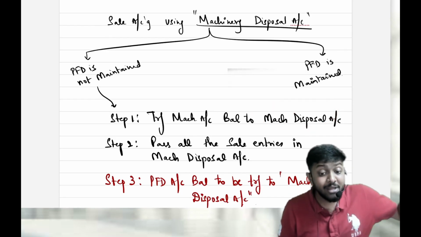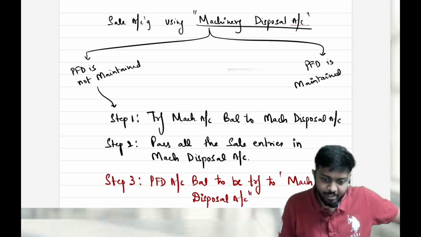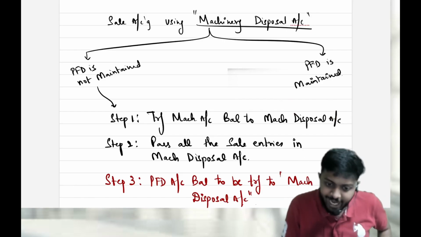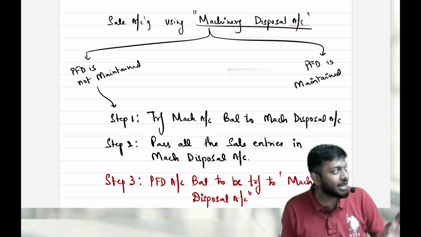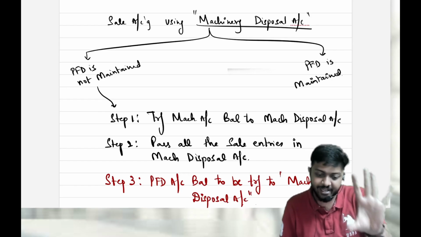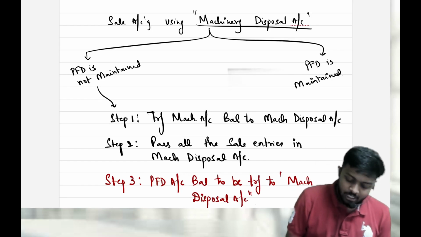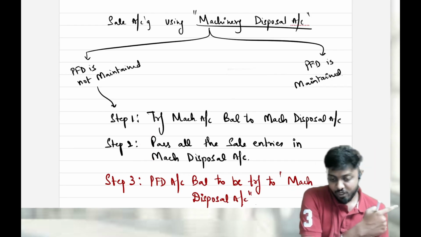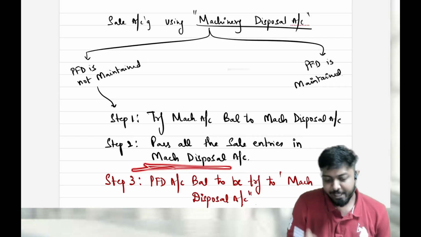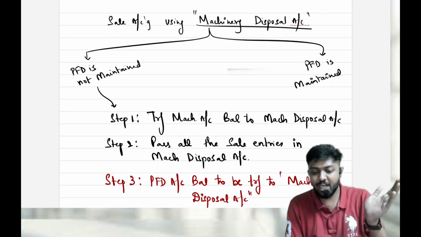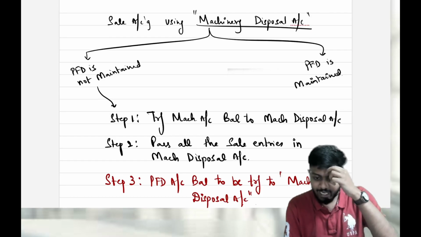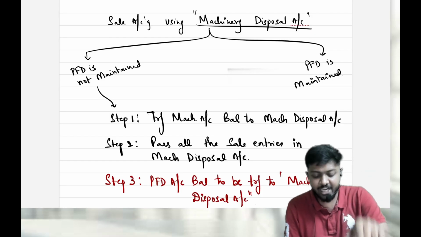Then I'll pass all my sale entries which I learned just now. Step 1, step 2, step 3, sale entries. I'll do all that, but not in machinery account, but in machinery disposal. Guys, simply I'm using machinery here, you treat it as an asset. Then pass all the sale entries which you learned just before in disposal only. That means money received on sale comes on the credit side, profit on the debit side, loss on the credit side. Correct? All that you normally do, but in machinery disposal.